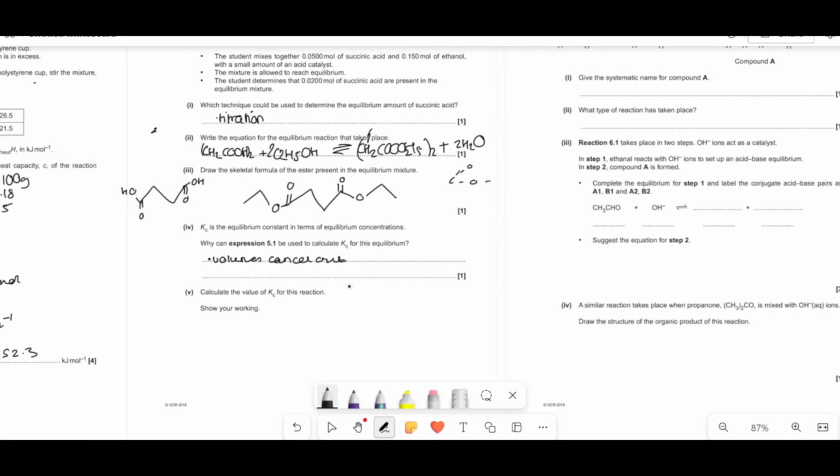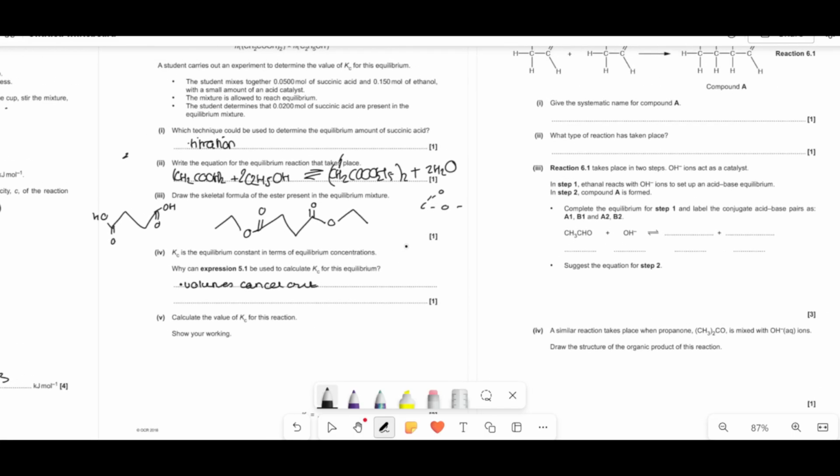In order to work out Kc, they've told you in the question that we can use the moles. So I'm going to quickly sketch out what that reaction was again. It's going to be the succinic acid plus the ethanol, right? The 2 ethanols give you 1 ester and 2 waters. Initial moles, final moles, or equilibrium moles, really. The question says they mix together 0.05 moles of succinic acid and 0.150 moles of ethanol. And then it says that this much was present in the equilibrium mixture.